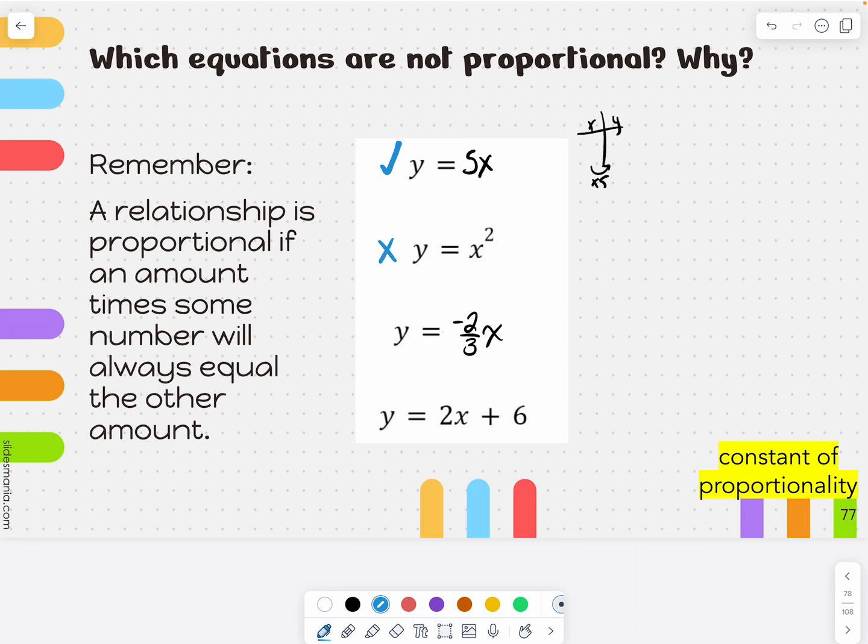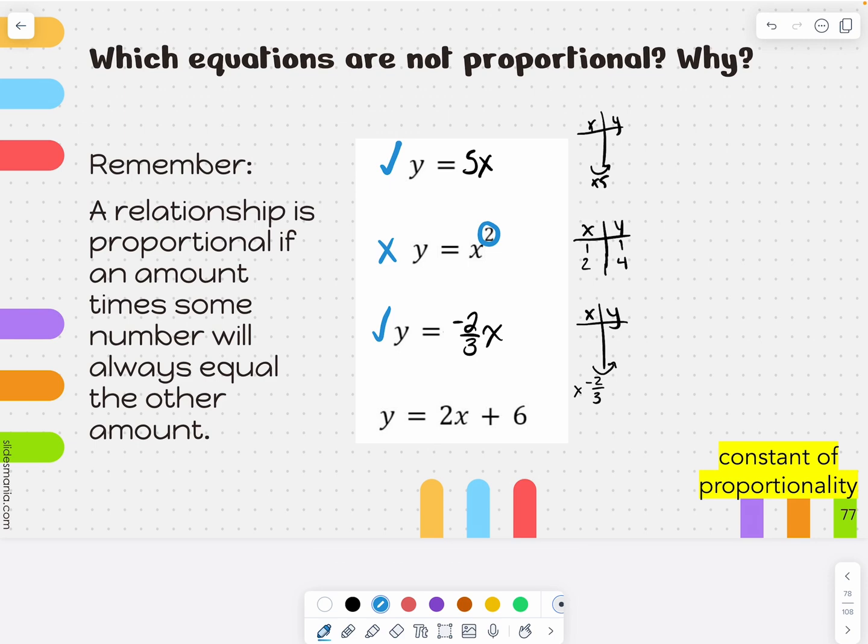The second one is not. And it's not because of this squaring of a number. If you were to test this out with some values, and I try 1 and 2, 1 squared is 1, 2 squared is 4. Right away, you can see there's no constant of proportionality there. The third one, this one is, and all this one's saying is that every y value is the x value times negative 3.2.